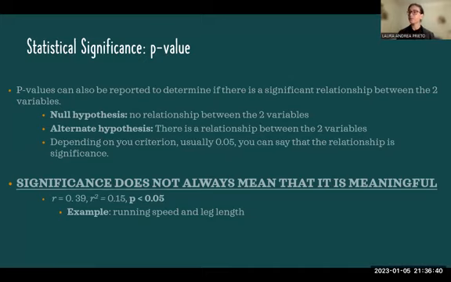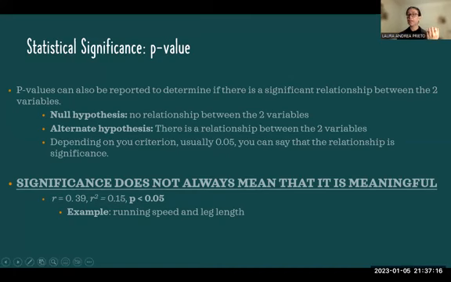So I'm not going to go into detail with this, but I do want to bring into focus the idea that significance does not always mean that it is meaningful. So let's go back to my example about running speed. All right, so I did running speed and the amount of practice I had. But now I'm really interested in running speed and my leg length. So I sample a bunch of people. And let's say once I look at the correlation between running speed and leg length, I find that the correlation is 0.39. So that's my correlation coefficient.